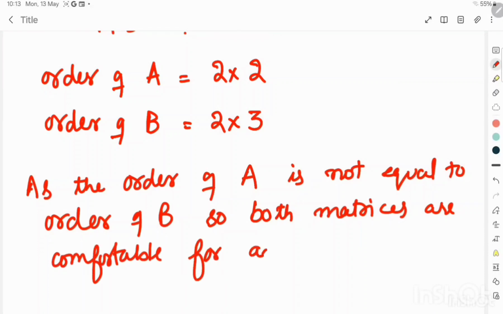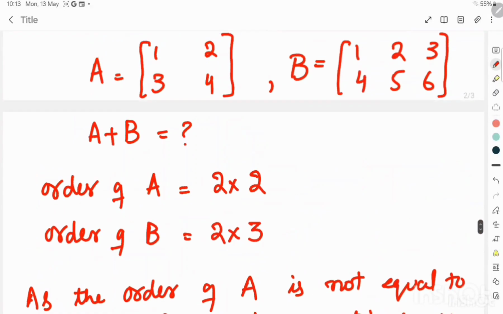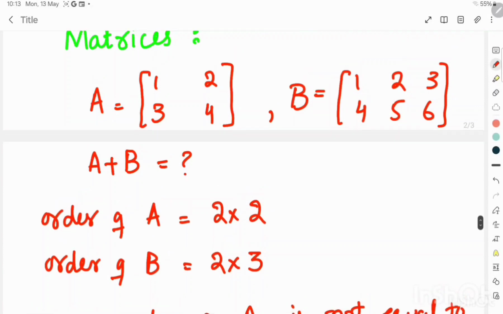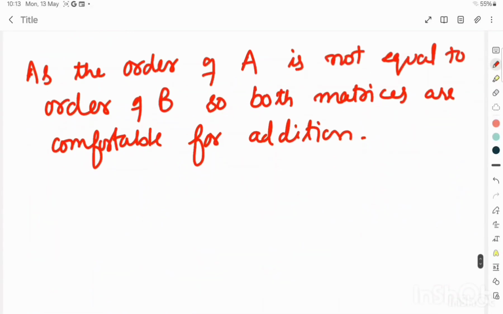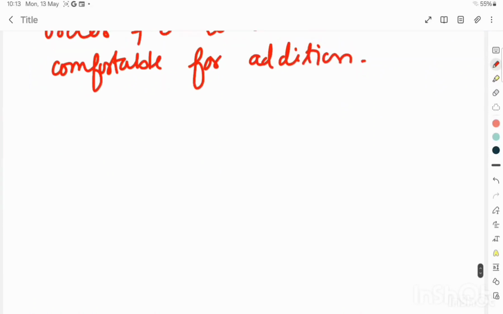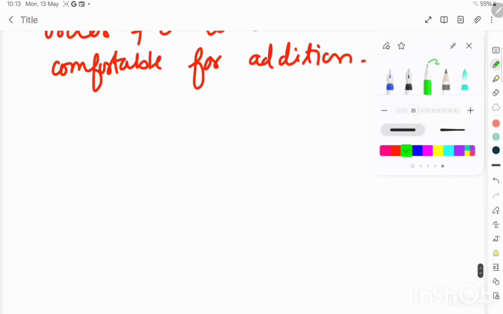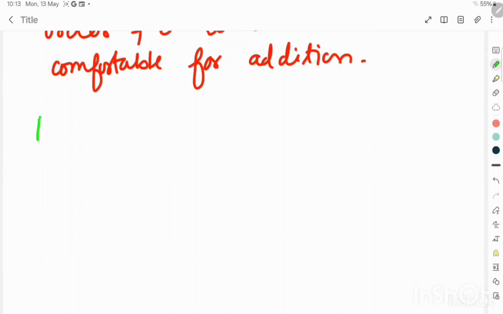Okay, student. So this is how you will check whether the matrices are compatible for addition. For this we will check the order of matrices. If the orders of both matrices are the same, then we will go further and add both matrices. Now I will do example number 2 for you, so the topic becomes more clear to you.